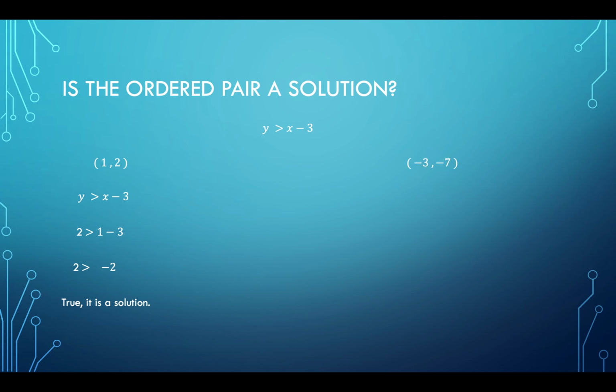Now I go ahead and give you -3, -7. Rewrite the problem, plug in for x and y, so we're left with -7 is greater than -3 minus 3. Simplify -3 minus 3, we get -6, and then we're left with -7 is greater than -6. -7 is not greater than -6. It's false, so it is not a solution.